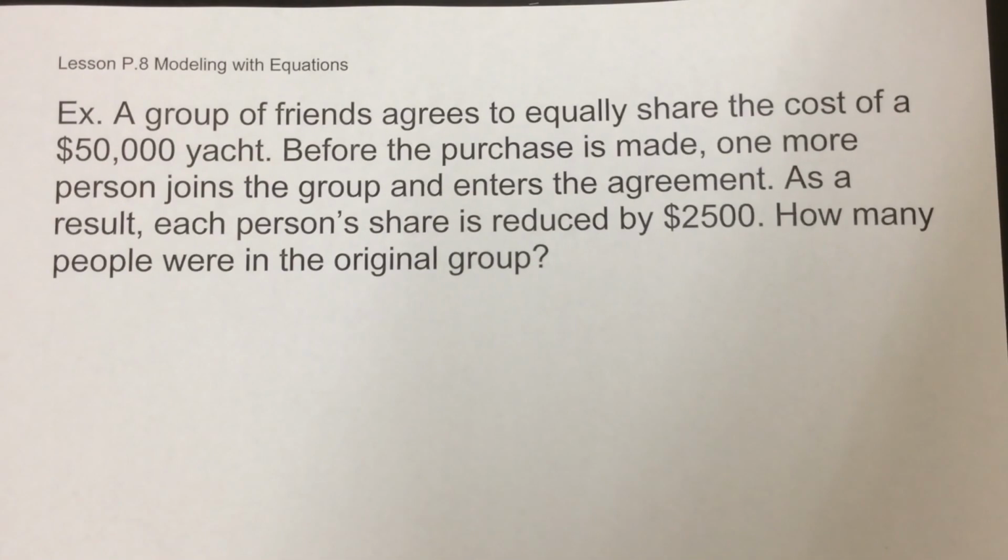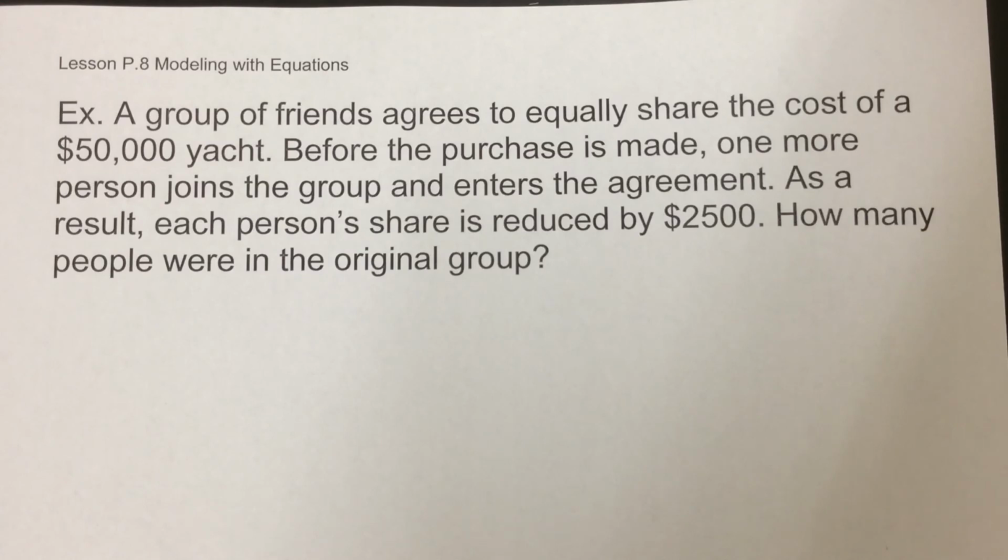And lastly, we have a group of friends that are going to equally share the cost of a $50,000 yacht. Before the purchase is made, one more person joins the group and enters into this agreement. As a result, each person's share is reduced by $2,500. How many people were in the original group?